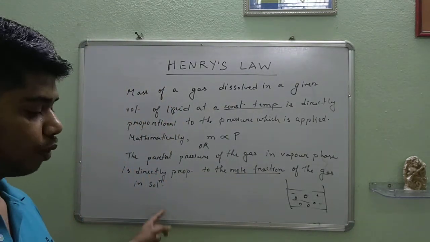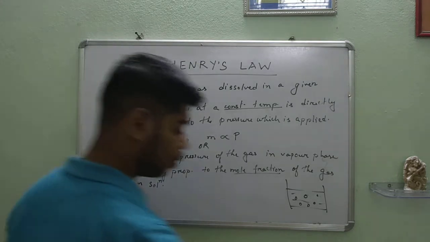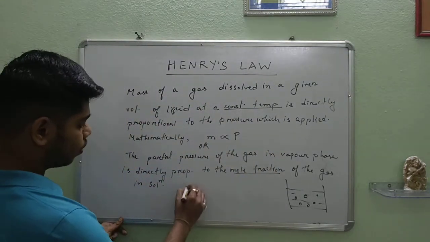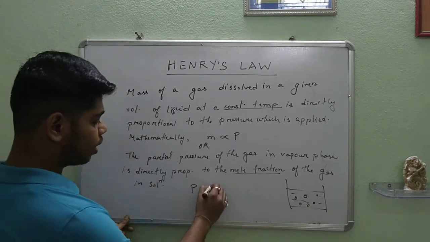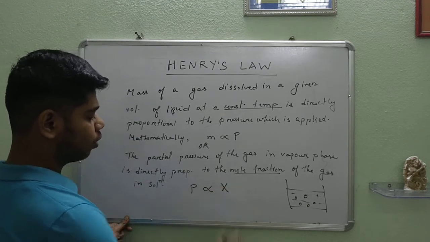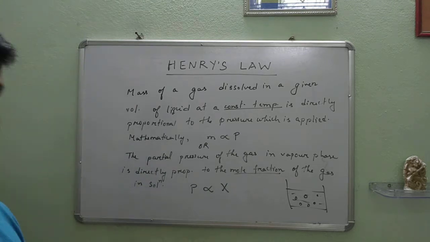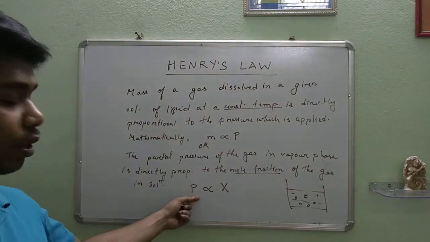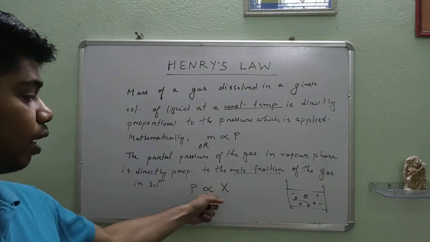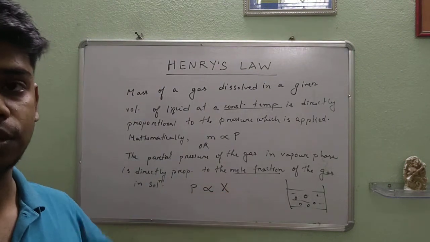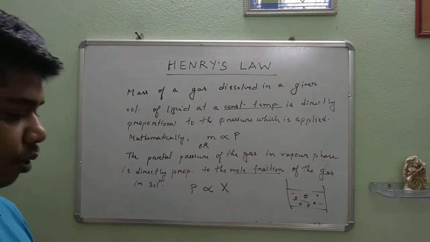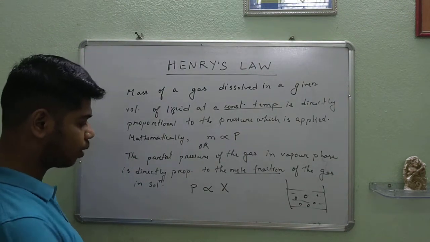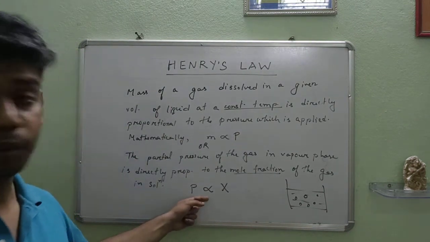So what is the mathematical statement of Henry's law? The alternative statement says that if P is the partial vapor pressure of the gas, that is directly proportional to the mole fraction of the gas. This is the mole fraction of the gas. The partial pressure of the gas is directly proportional to the mole fraction of the gas which is dissolved in solution. But again, it has to be at constant temperature. Now there is a proportionality sign.